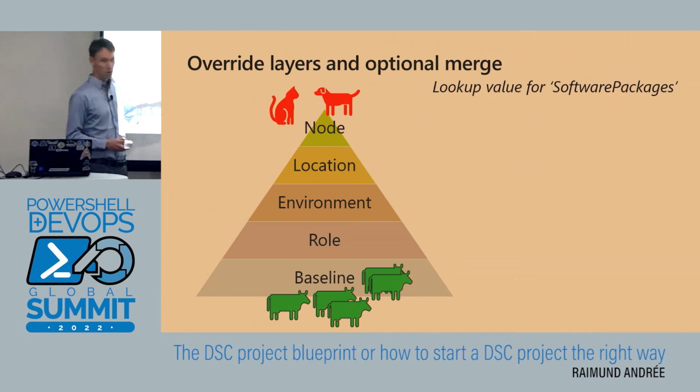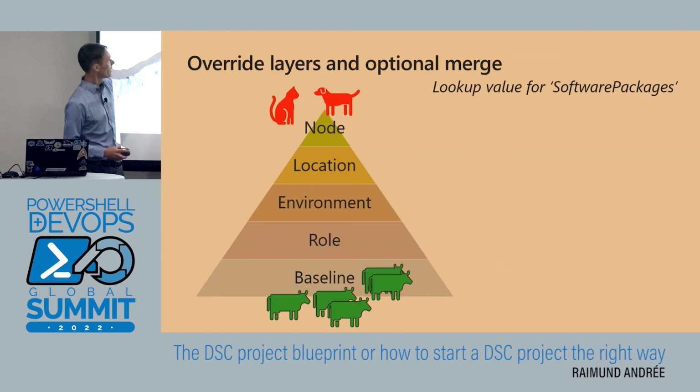So this solution is completely flexible. We can have this kind of 5 layers here: baseline, role, environment, location, node. But you could also put another layer in here, for example, fire sections. If you have a data center and you want to separate between the 2 fire sections, or you have maybe another service layer that you put in. It's completely flexible and it's completely up to your organization to define how many layers you need and you want to have, right?